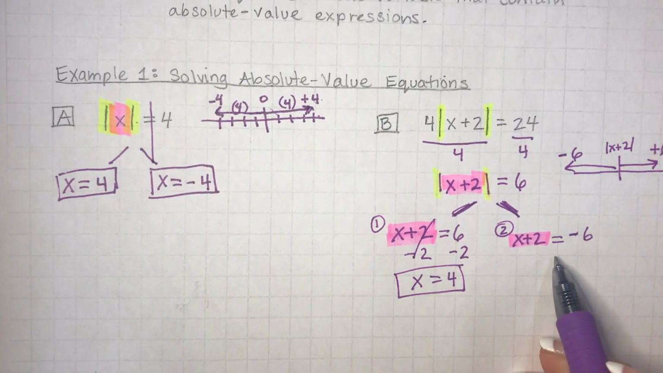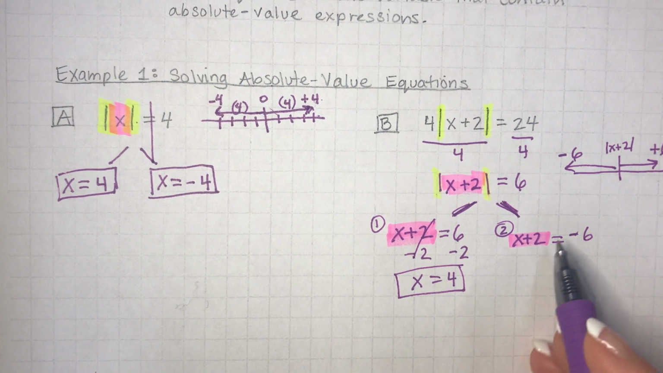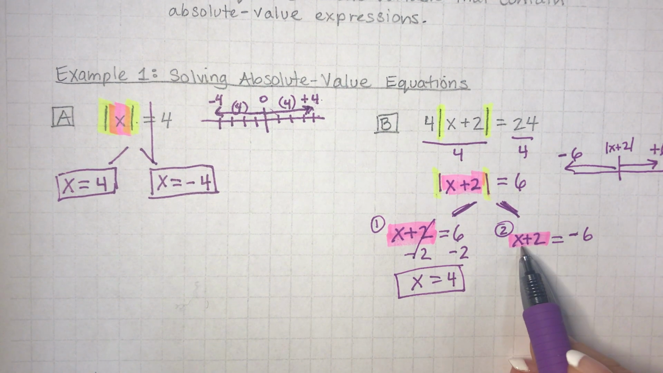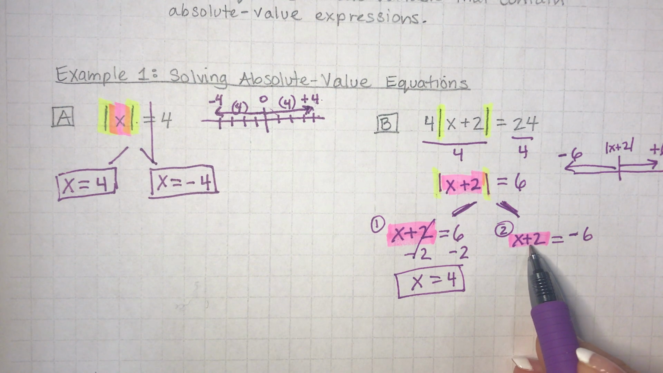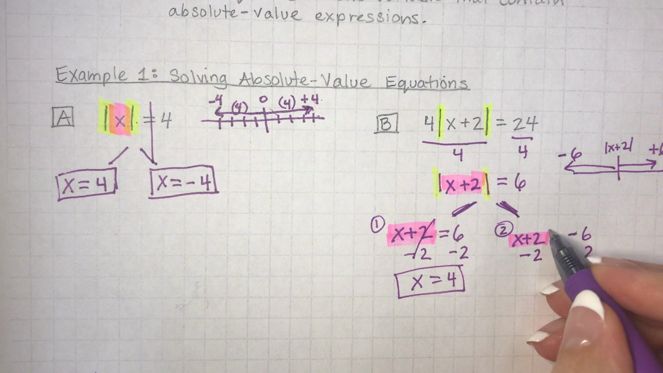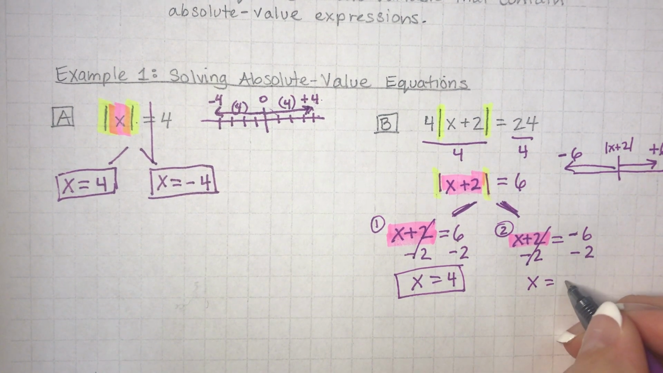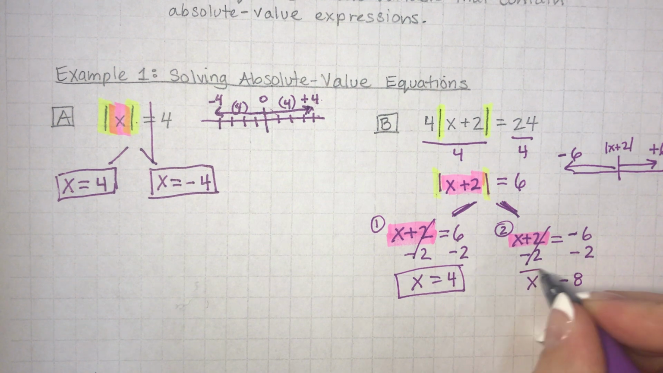We're going to go over here. We want to get x by itself. We have x plus 2, right? We've got to get rid of the 2. It's related through addition, so we're going to do the inverse operation, which would be subtraction, to both sides. That cancels. That becomes 0. We have x equals negative 6 minus 2, which would be negative 8.